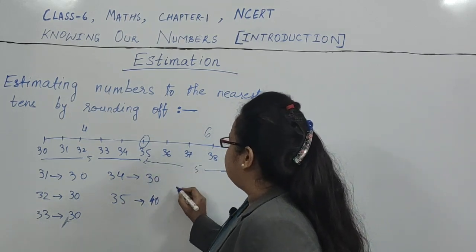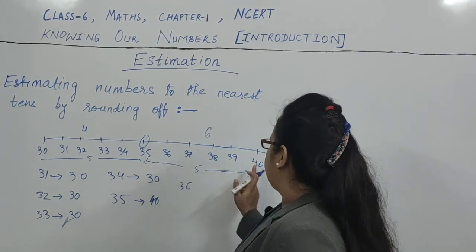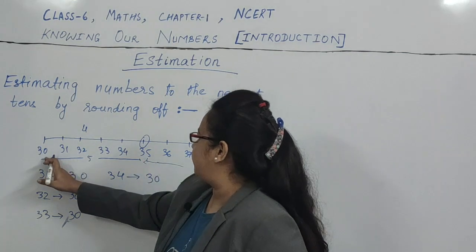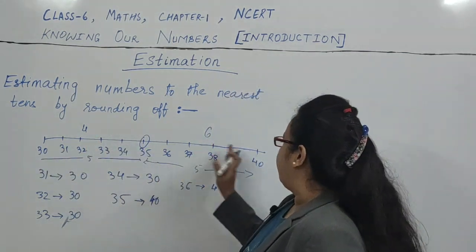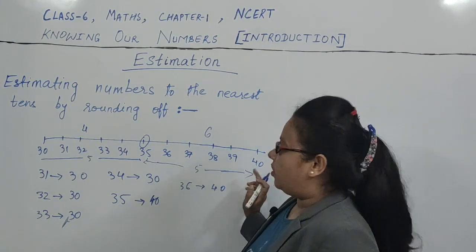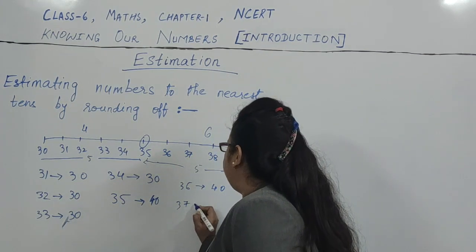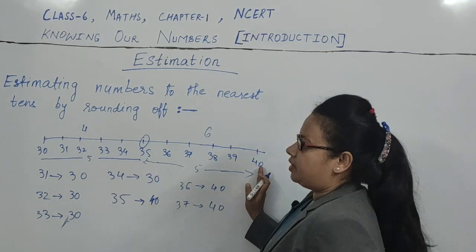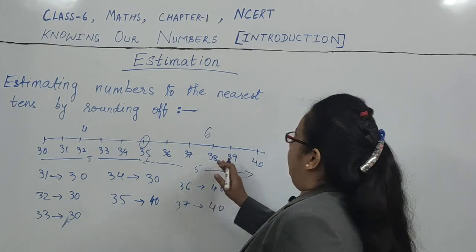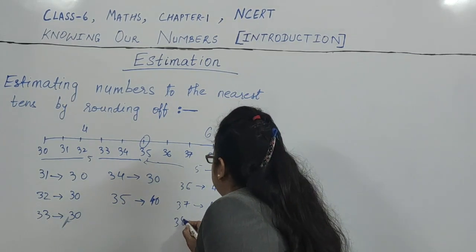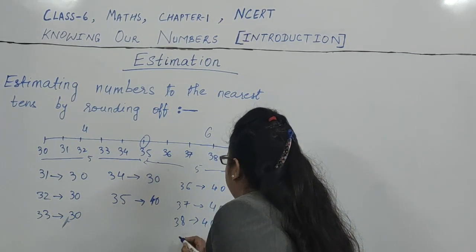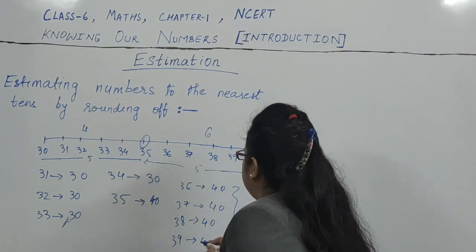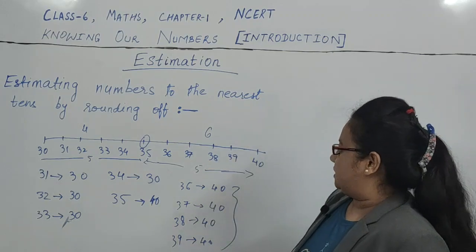What about 36? 36 is much closer to 40, so it will be rounded off to 40. It is at more distance from 30 when compared to 40. 37 will be rounded off to 40 because it is much closer to 40 when compared to 30. And what about 38? 38 will also be rounded off to 40. 39 will also be rounded off to 40 because all these numbers are much closer to 40.